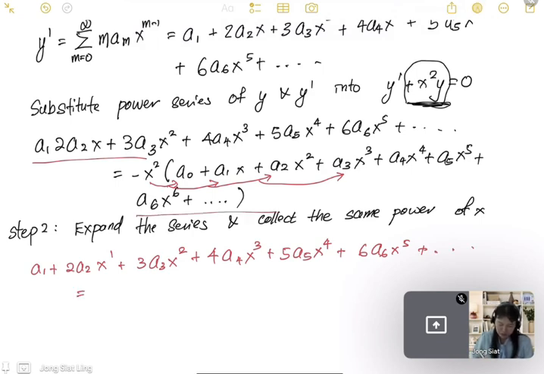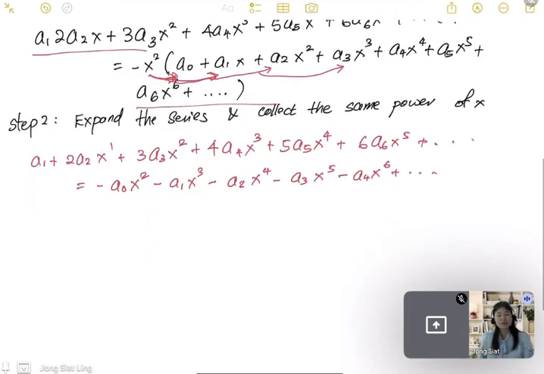Here I get negative a0 x squared because I multiply in the negative x squared to the a0, I get negative a0 x squared. Then if I multiply in with the a1x, I get minus a1x power 3. Then I multiply in to a2 x squared, then I get negative a2 x power 4, and same to others. Okay, so I finished step number 2.